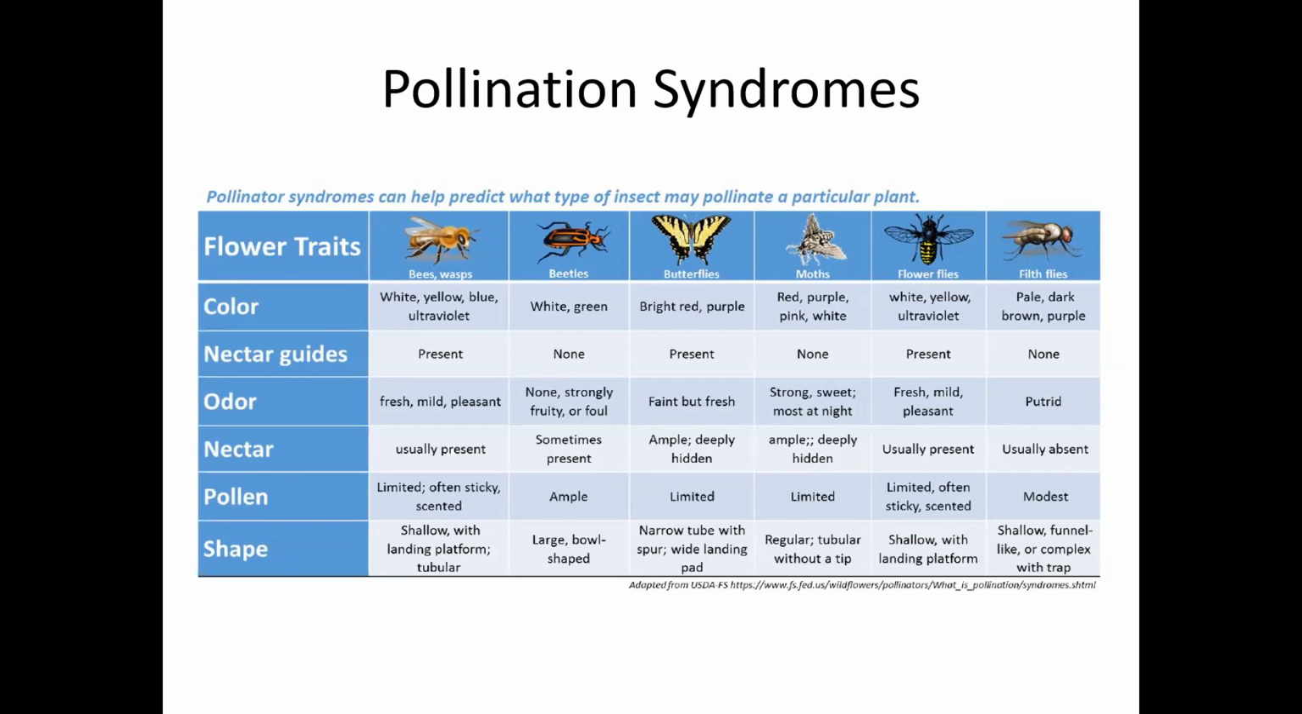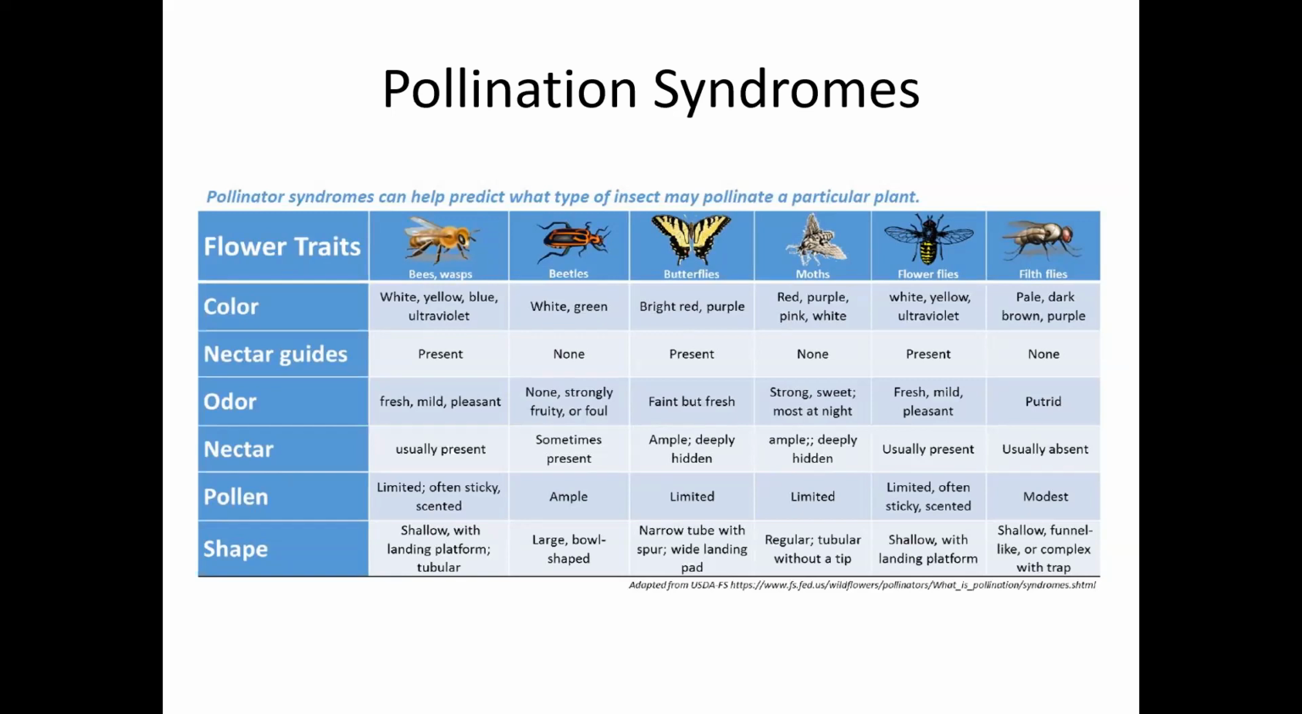They have sticky pollen that will then stick to the bodies of the insects, and they have a shape that's shallow or tubular that's easy for the insect to climb on. Things that are beetle pollinated, beetles aren't particularly attracted by color, so they're often just white or green.